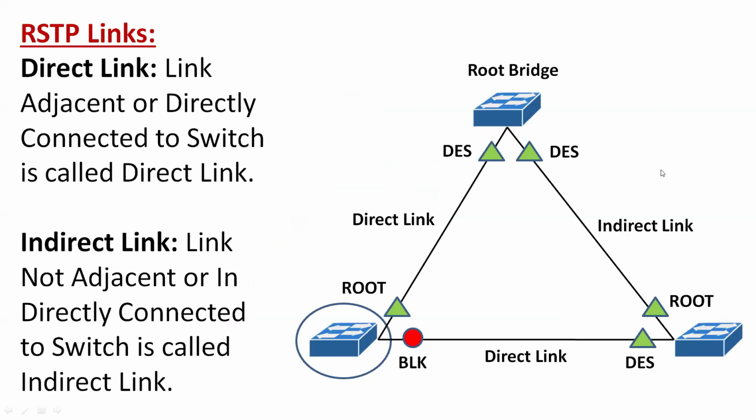And there are two types of link available in the RSTP protocol: direct link and indirect link. If I talk about the direct link, this is a reference router, and the link that is connected to this switch is called a direct link, and an indirect link is a link which is indirectly connected to the switch.